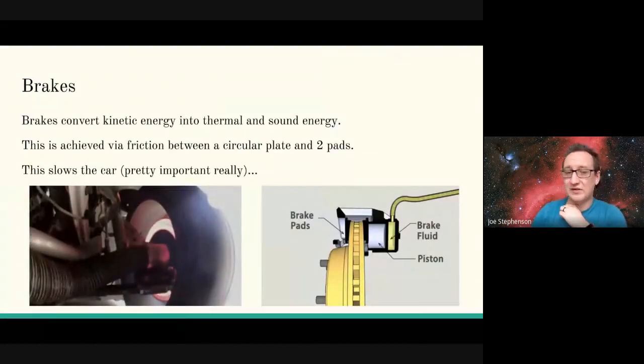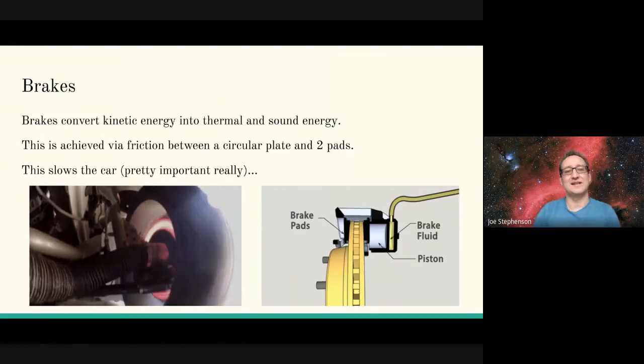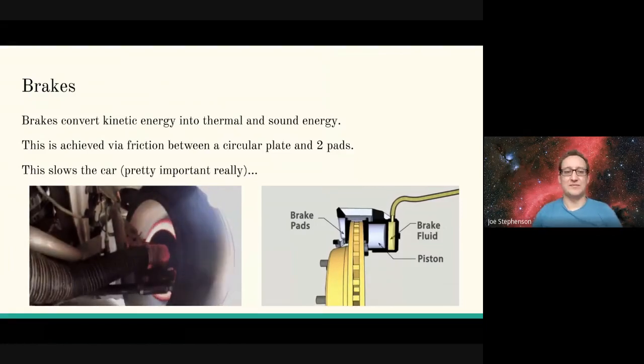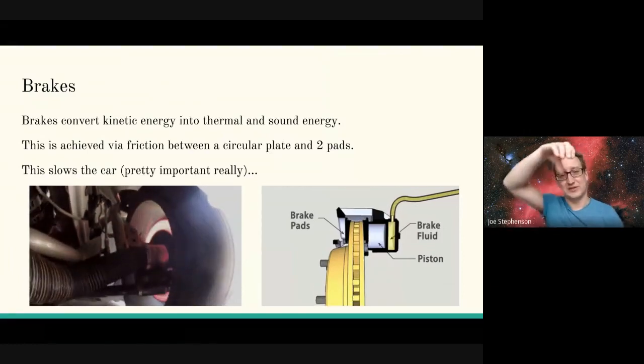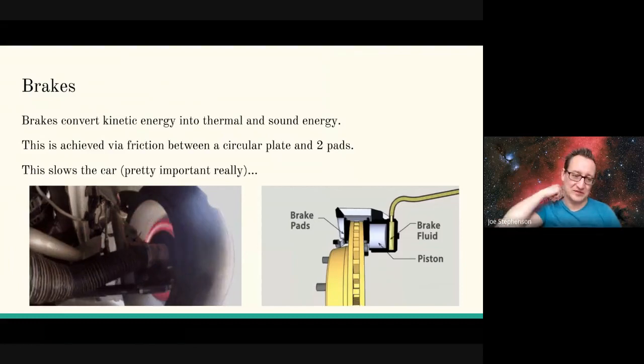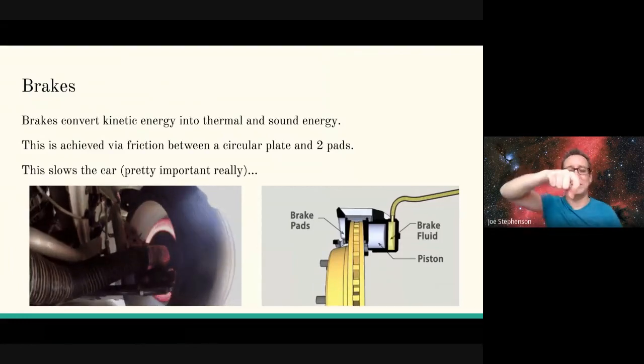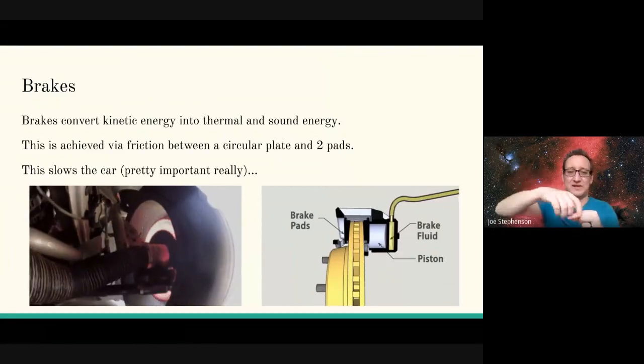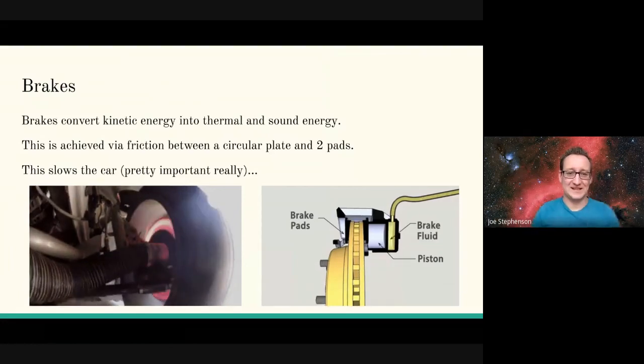Now, another thing that uses friction is brakes, and we understand hopefully that brakes are really important on any car or any bike, or being able to stop a moving object is really important. Now, brakes convert kinetic energy into thermal and sound energy, and they do that by friction. So what you have essentially is a circular plate and then two pads either side, a bit similar to if you think of the brakes on a bike. You've got two pads that pinch the wheel, and they cause friction, and the kinetic energy is converted into sound and thermal energy. Very important in that sense.